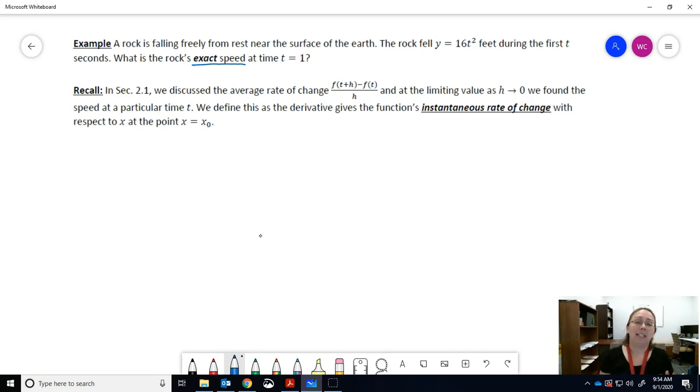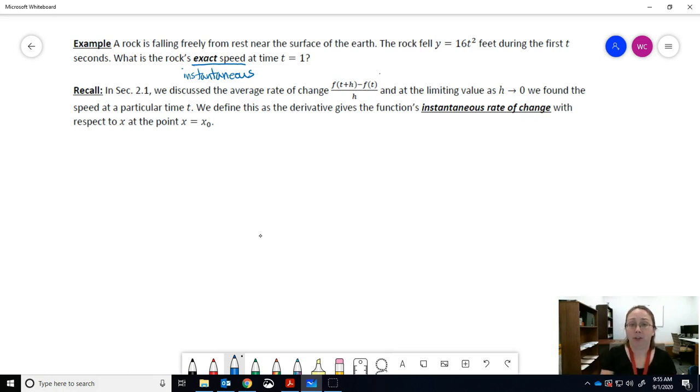Okay, exact speed is something that we have difficulty calculating. We've talked about this in some of the first videos. Exact speed is another way of saying instantaneous speed. You might recognize that. Instantaneous speed. All right, so where do you recognize it from? Section 2.1. We discussed the average rate of change.